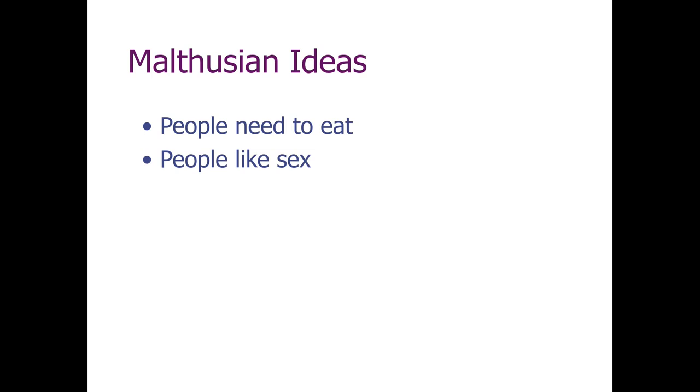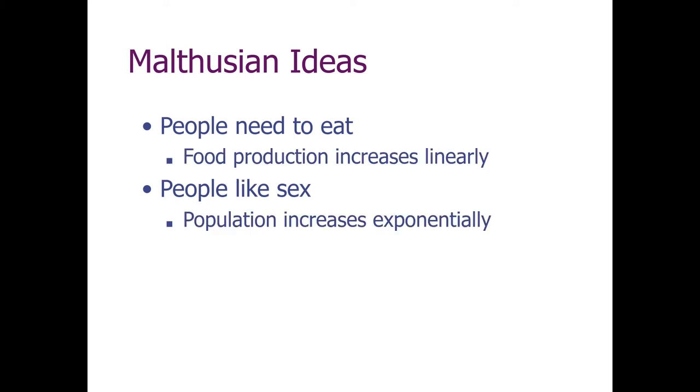Let's talk about Robert Malthus. Robert Malthus was one of the most influential clergymen and economists ever, and he identified two ideas. He said, number one, people need to eat. And number two, people like sex. Although, because he was a clergyman in the 1700s, he didn't say it like that. He said, food production increases linearly, whereas population increases exponentially. He's absolutely right. Both of these are completely true.